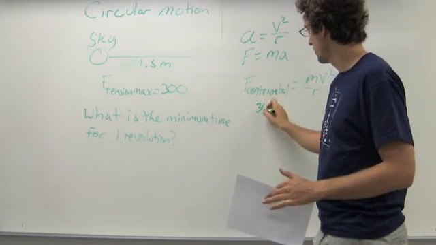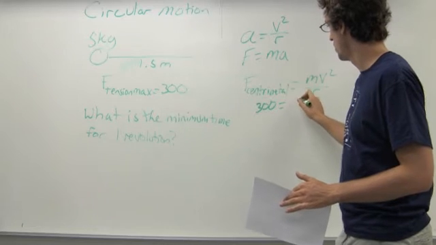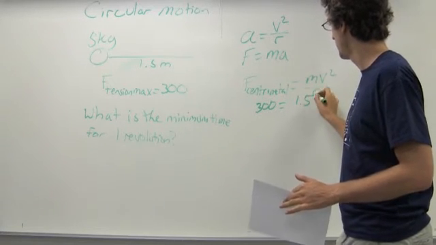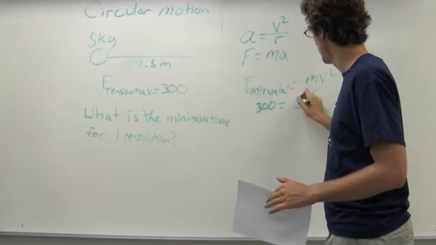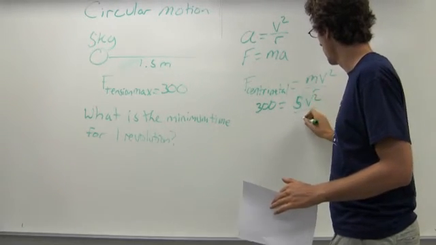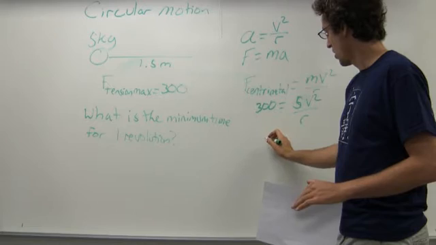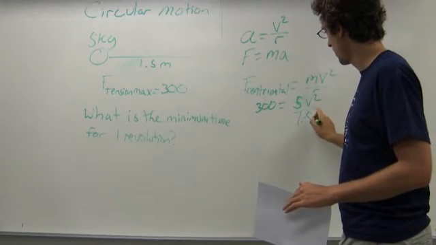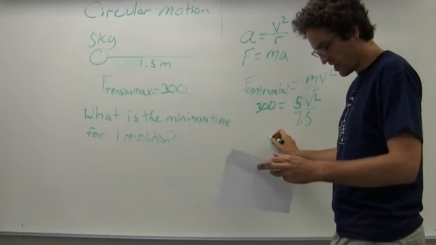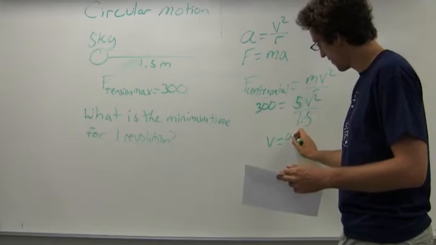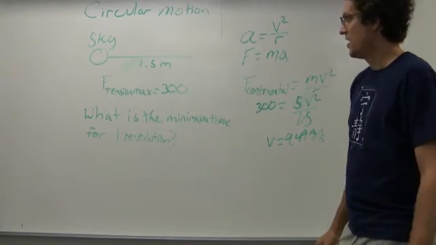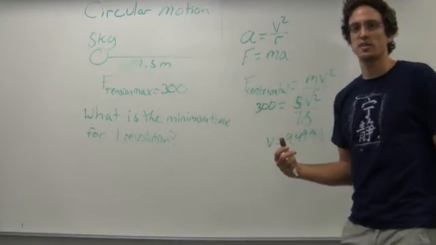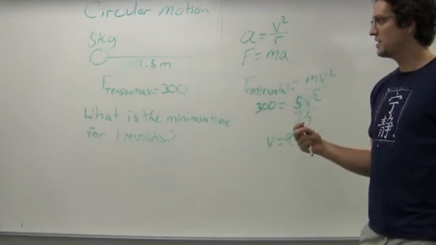So we get 300 equals, oopsie, not 1.5, that's the radius, 5 v squared over r, which is 1.5. Okay, we solve that out, we should get a velocity of 9.49 meters per second. That tells us the maximum velocity we can swing this at. But that doesn't tell us the final answer.